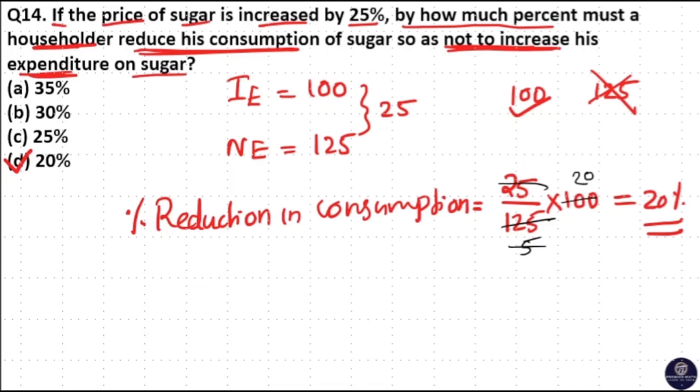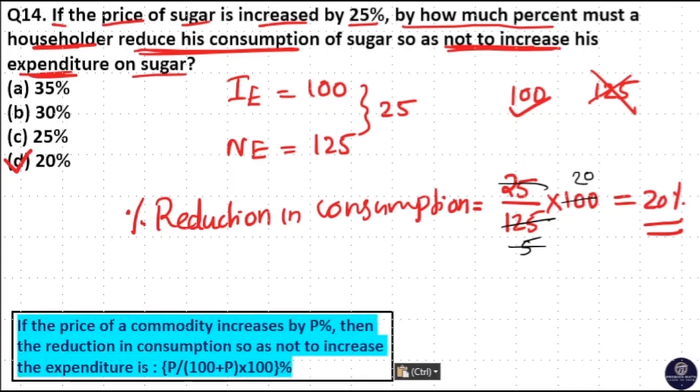If you have doubt, use this formula. That is, use P by 100 plus P into 100.